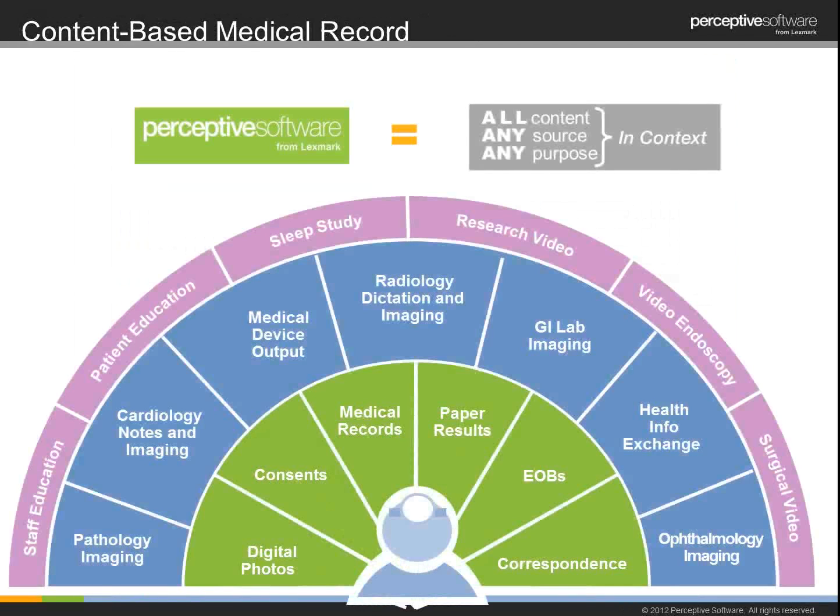So what kind of information can we deliver through this content-based medical record? Well, we're talking about the traditional ECM content, medical records, consents, paper results. We're talking about the next tier up, really that clinical content, radiology, cardiology. It may be even images that are on a CD or DVD that are brought in that are imported. Those can also be available through the EMR. And then finally, that last tier as we move towards the audio and video for patient education, research, and clinical procedures. So with Perceptive Software, we're delivering all content from any source for any purpose in context.